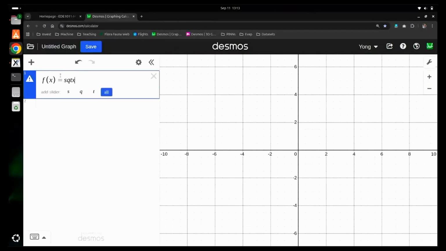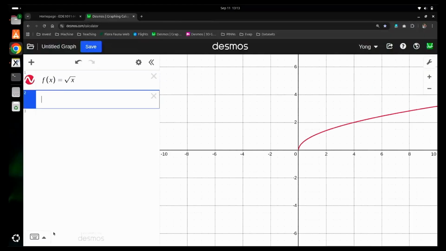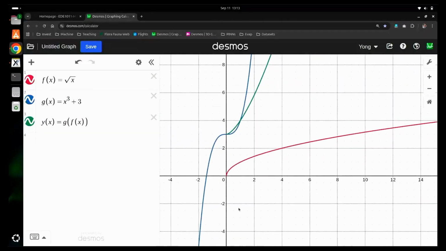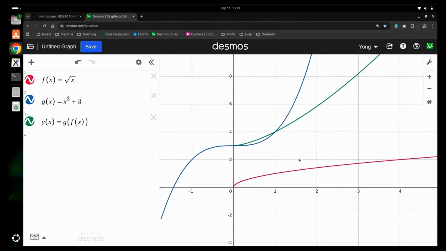So let me demonstrate that. So you type in square root x for f. So this guy is x squared plus 3. Okay, so you see the two curves there. So let's say your y is g of f of x. So you do realize that Desmos understands that because this is a function composition, you have to look at the input function f, which is the domain. So the domain is actually x more than or equals to 0, following this red curve.